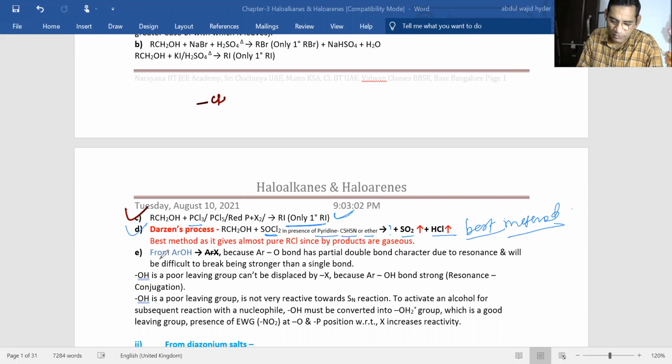Now phenol. From phenol, directly ArH, that is haloarene, is not possible because the bond between the Ar and OH will be very, very strong due to resonance, and the displacement of this OH by H will be a little difficult. OH is a poor leaving group, it can't be displaced by H, because the Ar-OH bond is strong because of resonance. That is what I told you and is written there also.